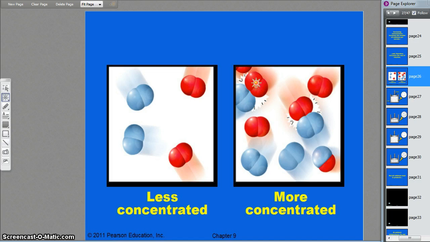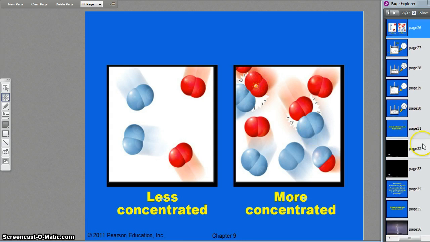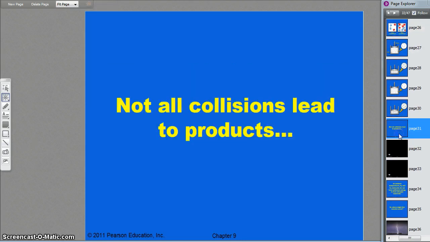So they have to actually collide, and they have to collide in the correct orientation in order to be able to produce their products. Reactants are what you react in order to make products. Also, the molecules have to collide with enough energy to be able to break their bonds. If they don't hit hard enough, the reaction isn't going to happen.